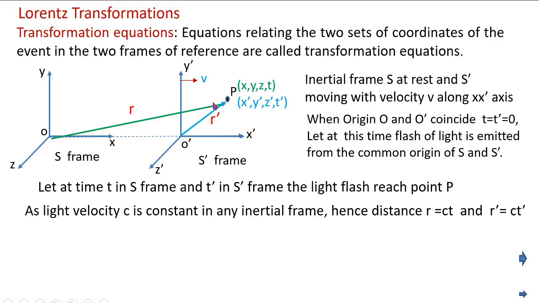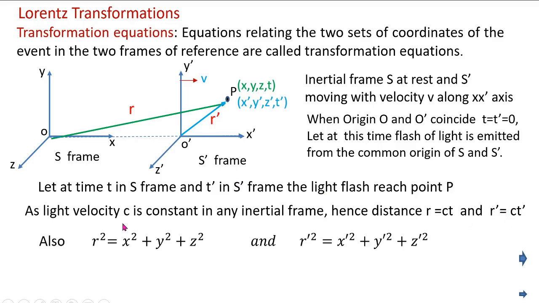Velocity is equal to distance upon time. Therefore, distance is equal to velocity into time. Velocity is c and time is t. Therefore, r is equal to ct. And in the S dash frame of reference, the time required is t dash and the velocity is the same, c. Therefore, the distance of the point P from origin O dash, r dash, is equal to ct dash.